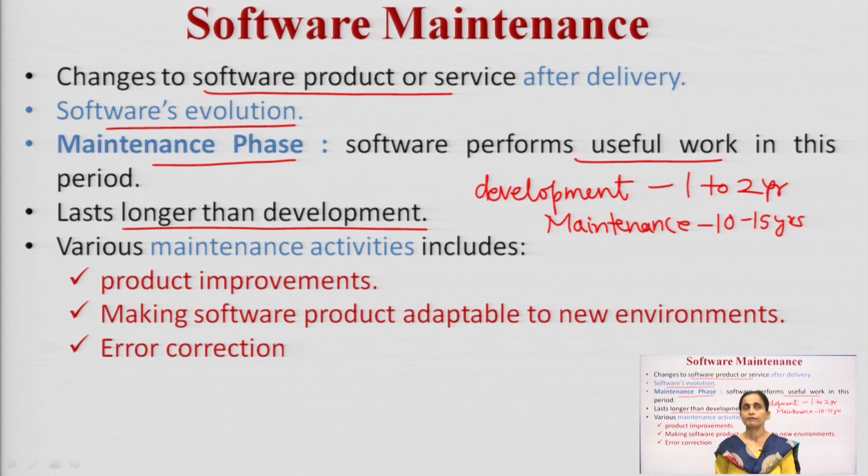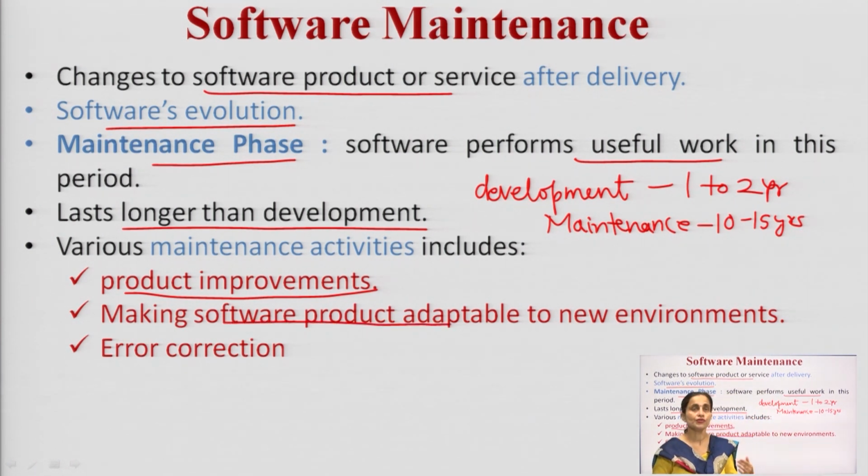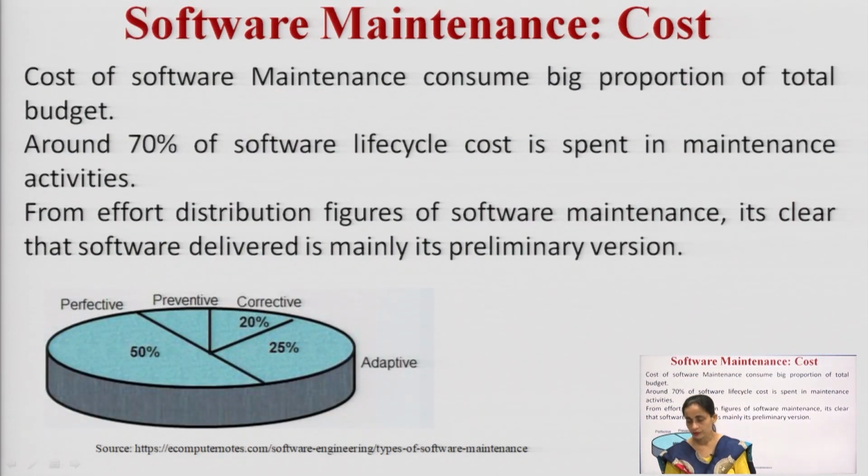Then the various maintenance activities involve product improvements. In maintenance, we are talking about improvements in our product. It makes the software product adaptable to the new changed environments, and then we talk about the error correction in this software maintenance. So, moving on to the topic software maintenance cost.